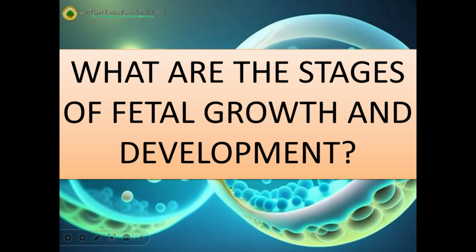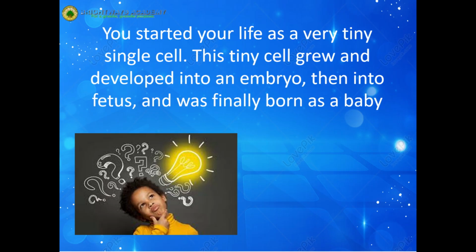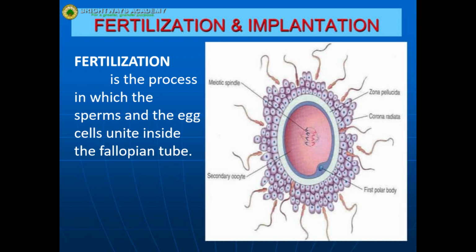For today, we are going to discuss the stages of fetal growth and development. Everyone started life as a very tiny single cell. This tiny cell grew and developed into an embryo, then into a fetus, and was finally born as a baby. The baby started with fertilization and implantation.